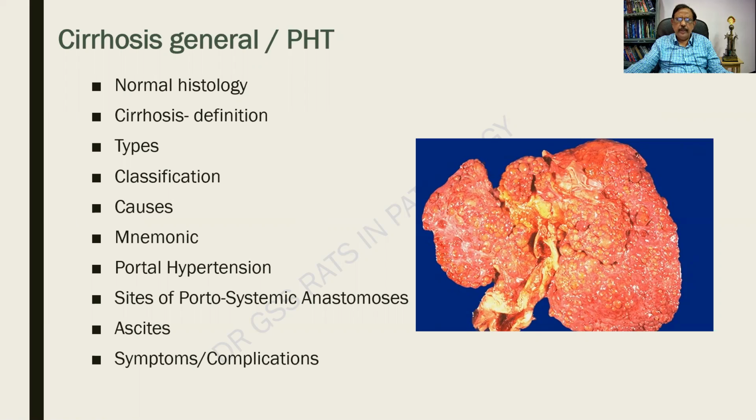The class for today will be dealt under the following headings as shown on the chart. There are two basic things. One is cirrhosis in general and two, portal hypertension. Both of these topics are of enormous importance.